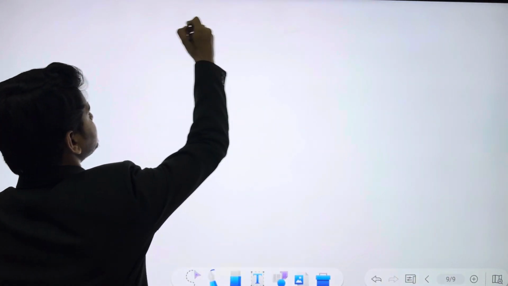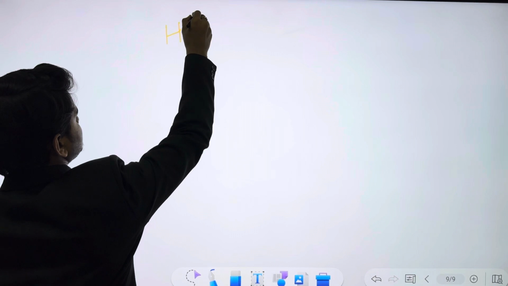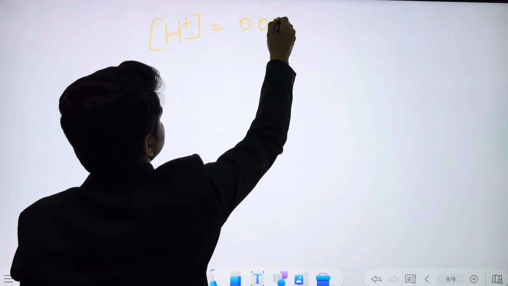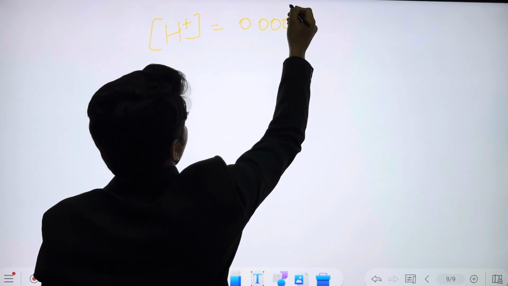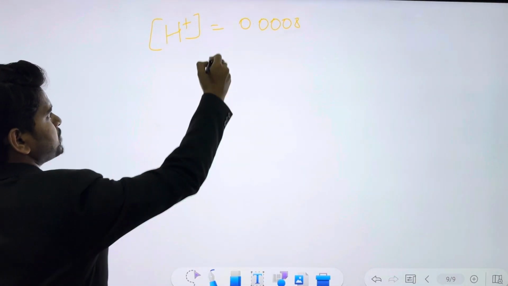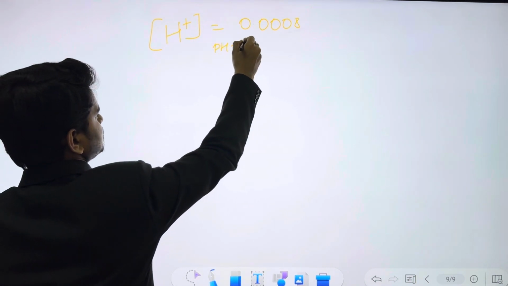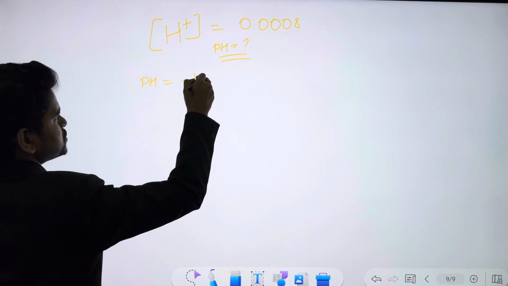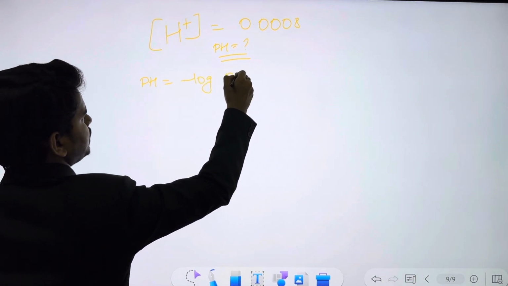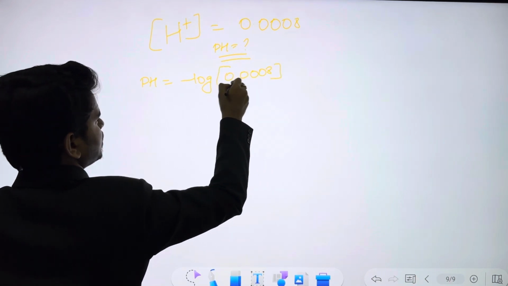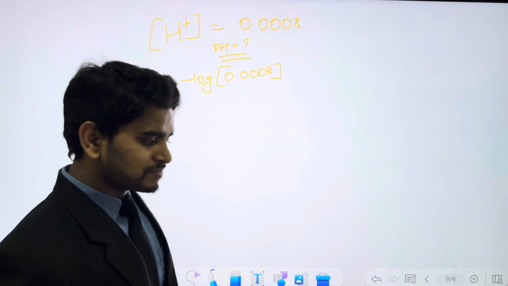You have been given the concentration of acid as 0.0008. Let's assume this has been given. How to find the pH? pH is question mark, and we know pH is equal to minus log H plus, so minus log 0.0008. How to find the pH of this value, sir?